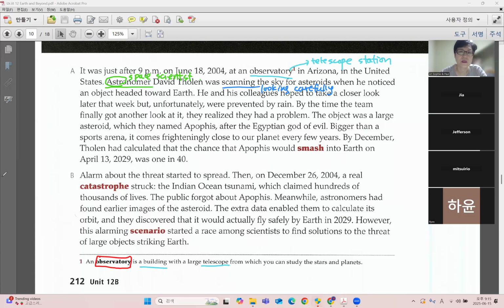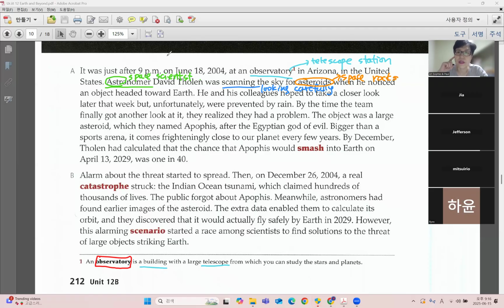And scanning the sky for asteroids. What is asteroid here? Astro. Asteroid is related to what? Space. So asteroids, what is it? What are the asteroids? Same as the meteorites, the rocks that hit the ground from space. Space rock. Okay, asteroids are space rocks.